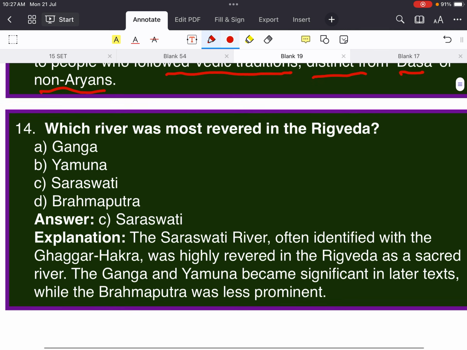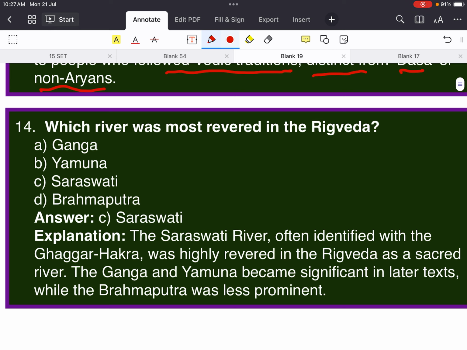Which river was most revered in the Rig Veda? That is river Saraswati. Option C. The Saraswati river, often identified with the Ghaggar-Hakra, remember this, was highly revered in the Rig Veda as a sacred river. The Ganga and Yamuna became significant in later texts, while the Brahmaputra was less prominent.